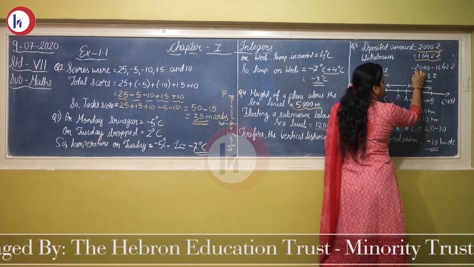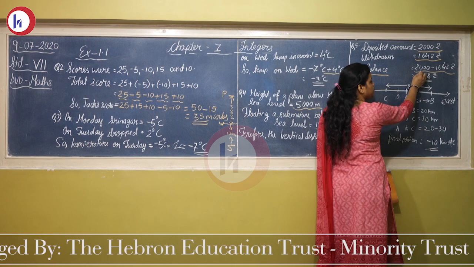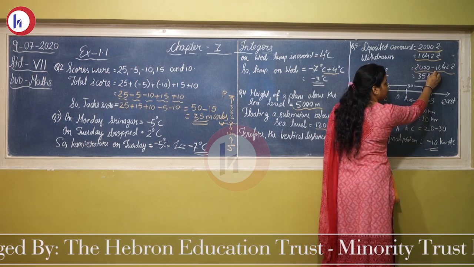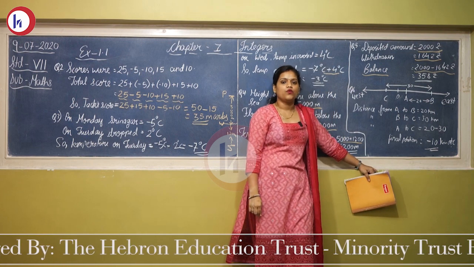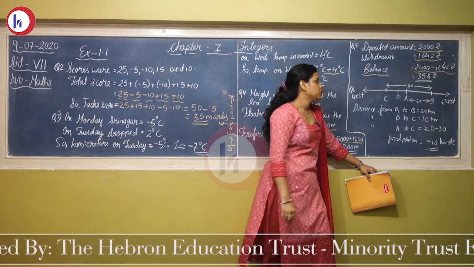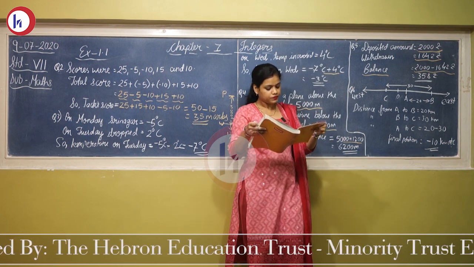So for that, you are going to do subtraction between the two. Deposit will be shown with a positive integer, withdrawal with a negative. Subtract the amount and you will get the answer. What is the answer? That is your balance amount in the bank. Coming to our question number 6.